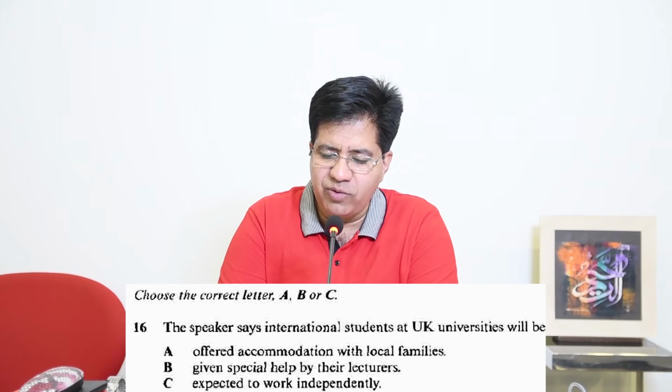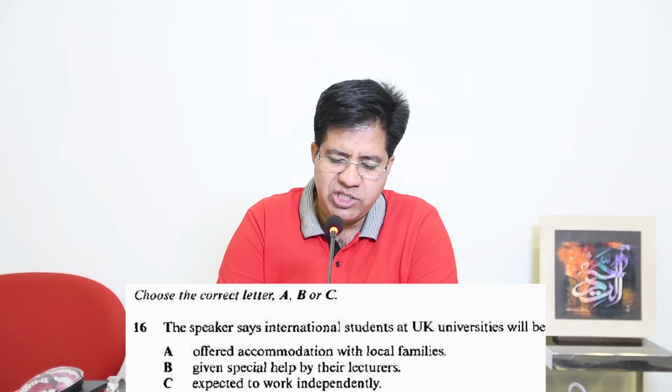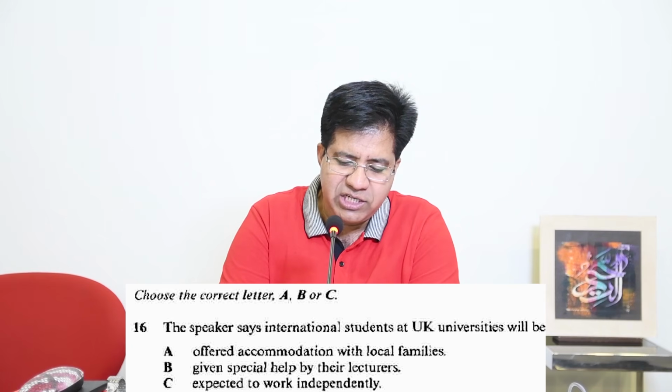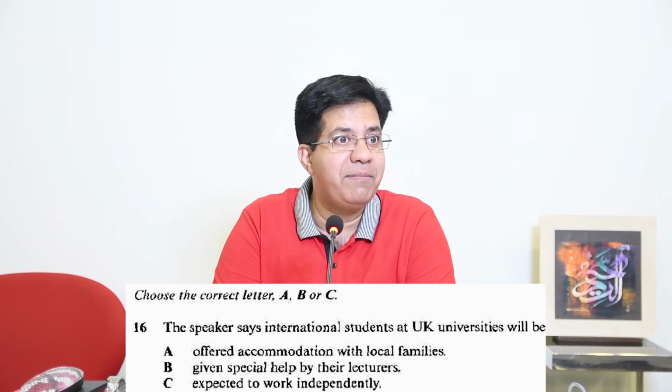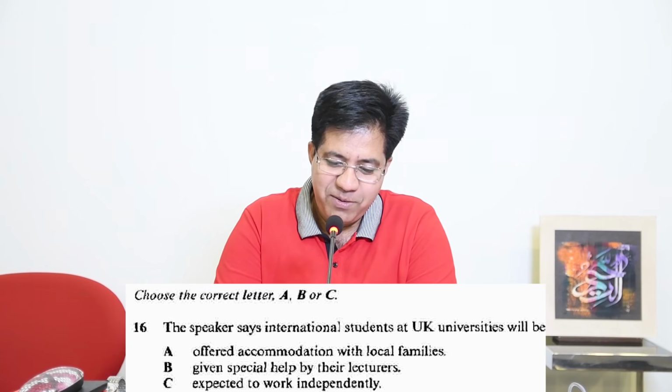So, question number 16. Speaker says, international students at UK universities will be. Now, what will happen to international students? How many of you want to study abroad? Raise your hands. Once you reach there, you will get a title of international student. Right? Over here, you are a local student, but there you will become an international student. So, speaker says international students in UK universities will be A. Offered accommodation with local families. Now, underline accommodation with local families. That's fine. Yeah, you will live with local family. Local family means English family. Right? More opportunities.